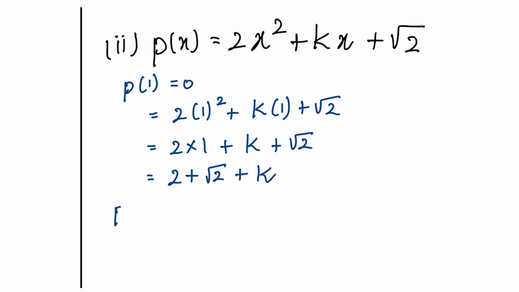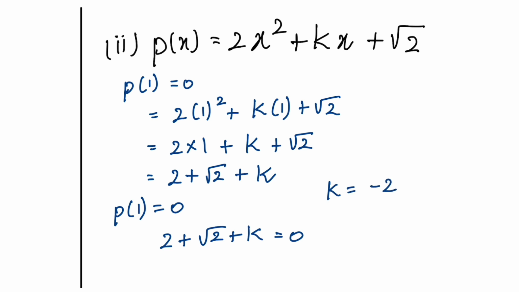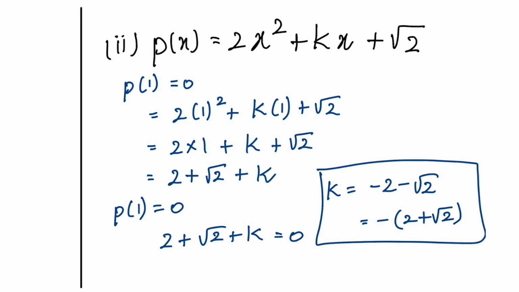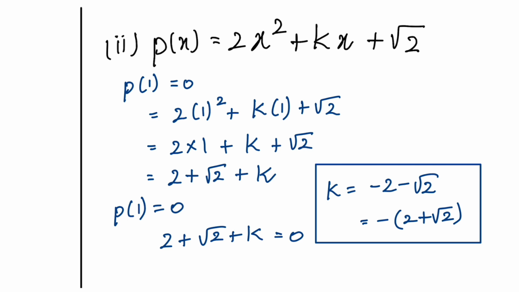Now we know p of 1 is equal to this and that is equal to 0. So 2 plus root 2 plus k is equal to 0. With that you can tell that the value of k is equal to minus 2 minus root 2. Minus 2 minus root 2, or you can also write it as minus of 2 plus root 2. Either way, both of these are right. So that is the value of k in this equation.